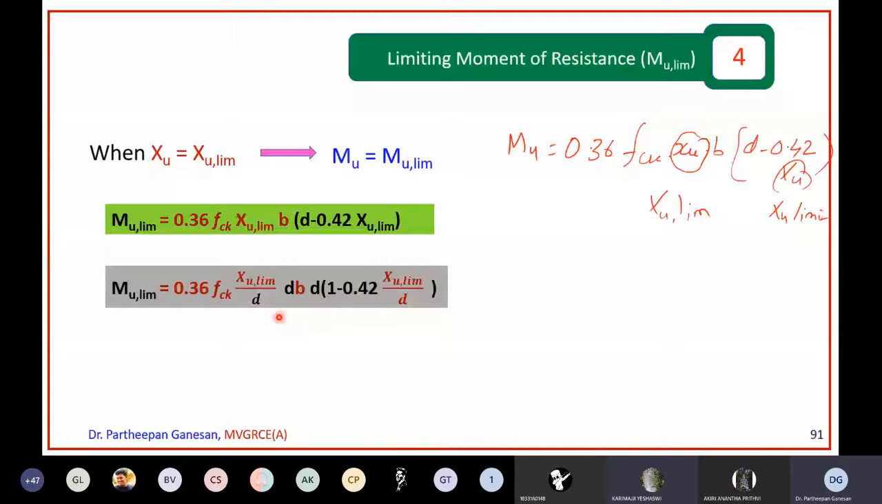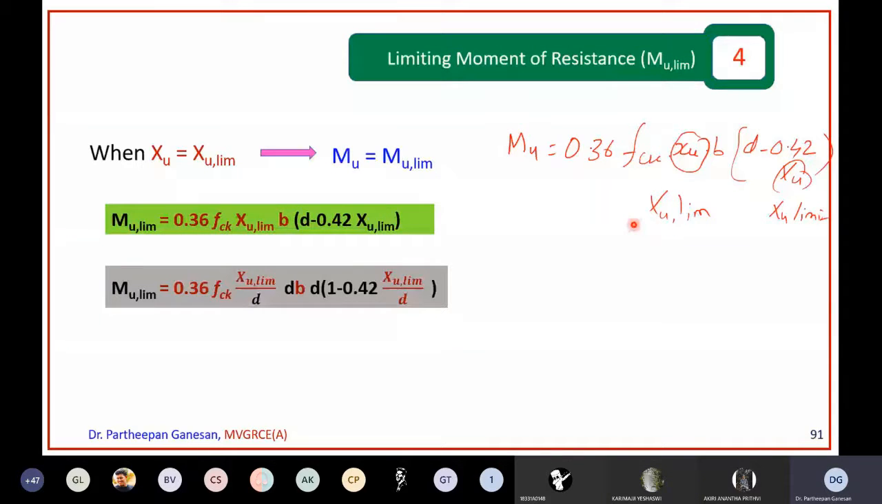Yes. Why are we not using that MU 0.87 Fy as Ast? That one. You can use that also. You can use that for finding out the MU limit. Okay, but to find out MU, I will let you know. First you listen to this derivation. I will let you know when to use 0.87 Fy. Is that clear?